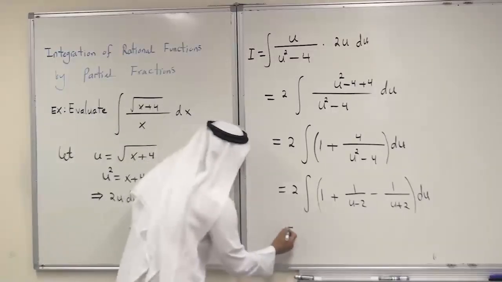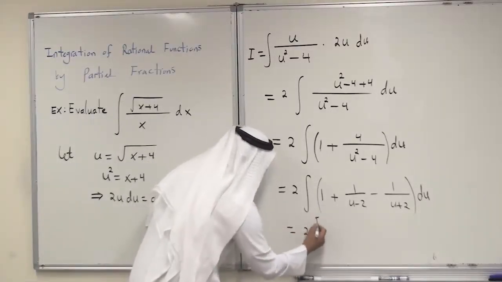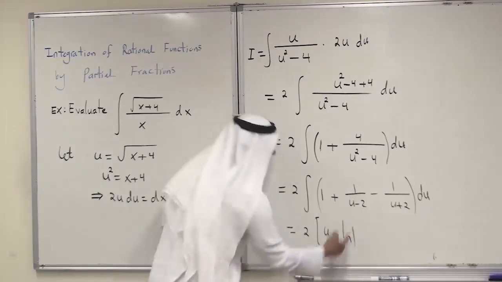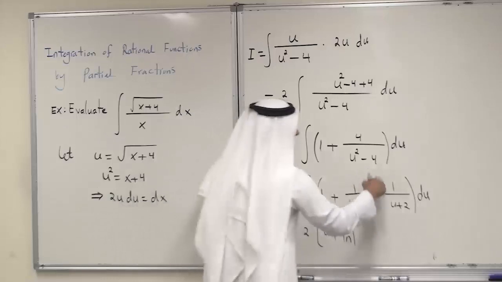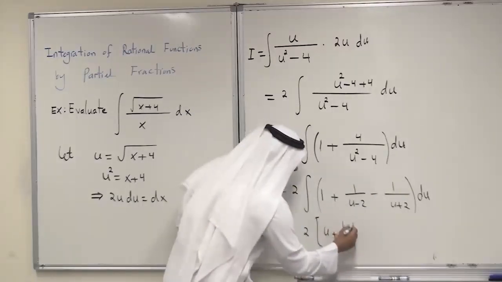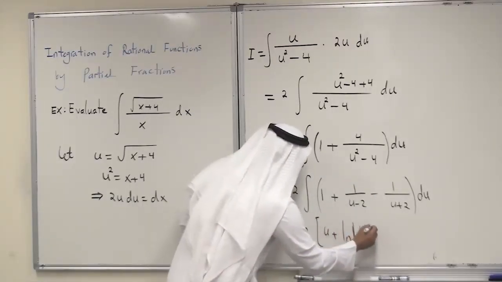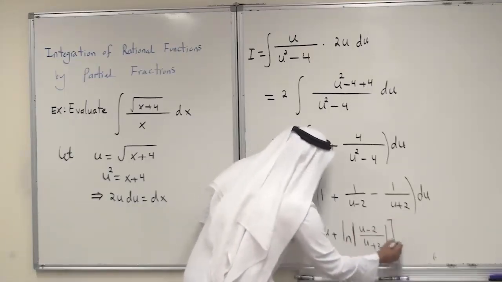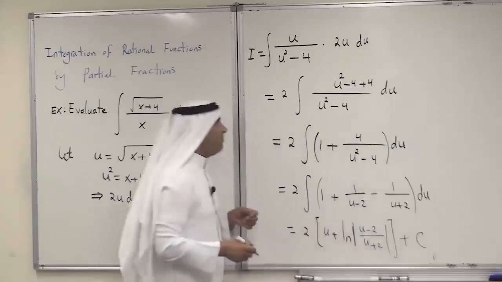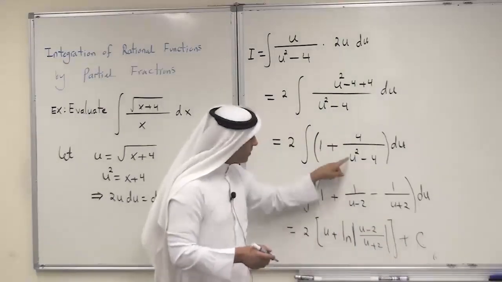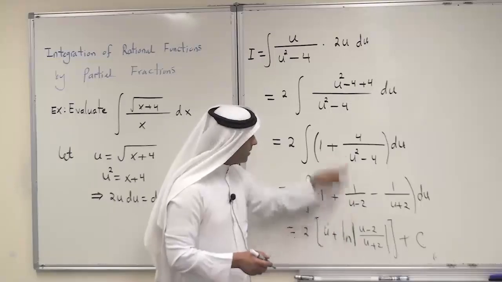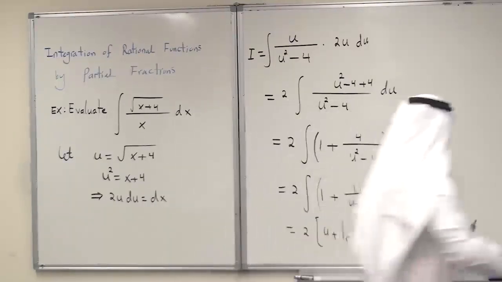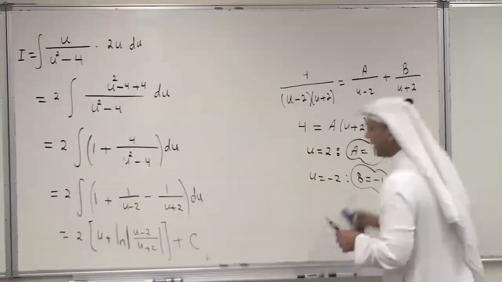Integrating, we get the answer to be 2 times this. u plus, if you allow me, I will write this one as ln absolute value of u minus 2 minus ln absolute value of u plus 2, or it is ln of absolute value of u minus 2 over u plus 2. All of this plus constant of integration. Maybe from here someone can use a formula to integrate or to get the value here. We derived a formula for this, so you can use it also to get the integral.